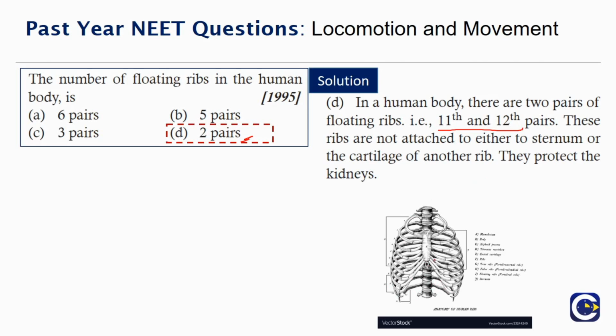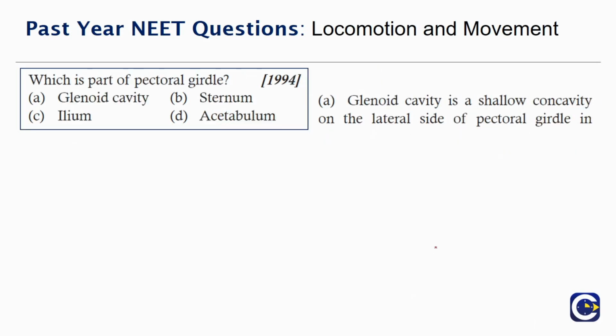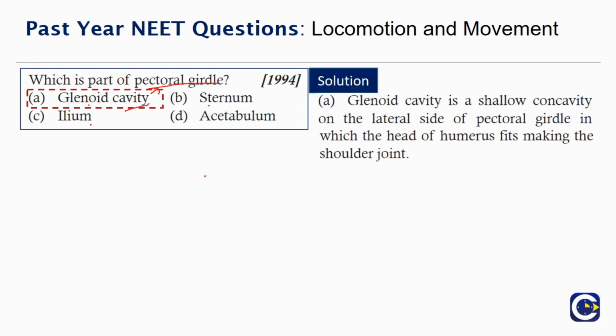So next, moving on to the next question. What is a part of pectoral girdle? Glenoid cavity, sternum, ilium or acetabulum. Glenoid cavity is a part of pectoral girdle. Sorry, I thought the picture was attached.